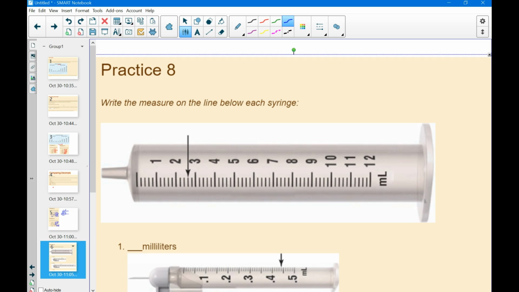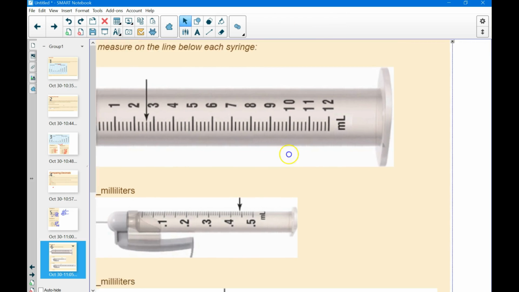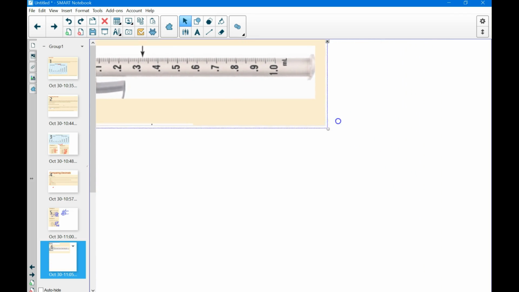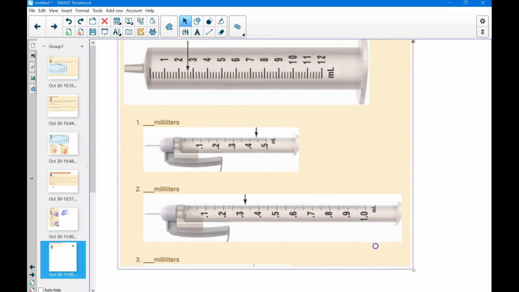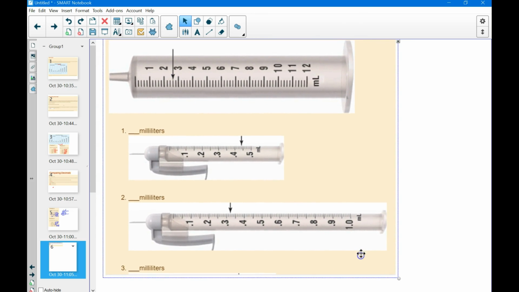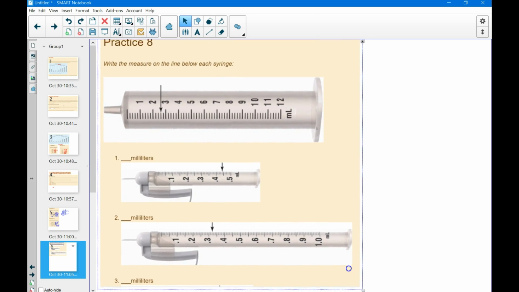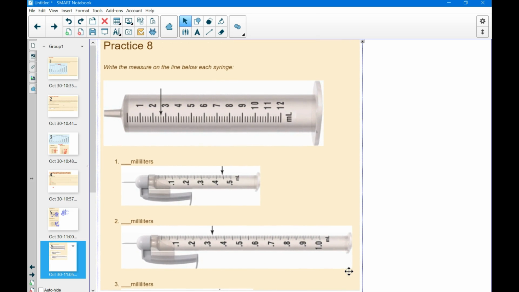So let's talk about syringes and reading syringes. Finally, something that looks like you might see in the profession. And there's a trick to reading syringes because you have to know what the scale is on the syringe itself. You're like, what? Scale. Well, look at the first syringe right here.